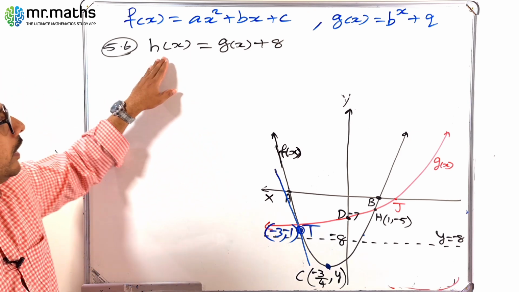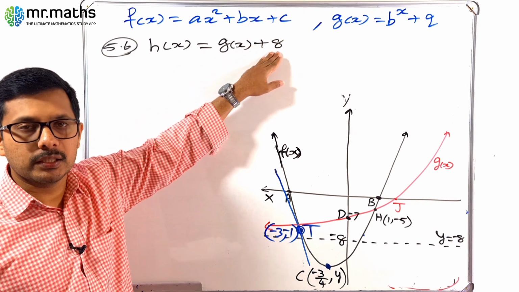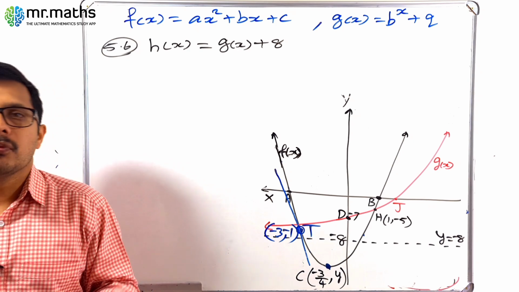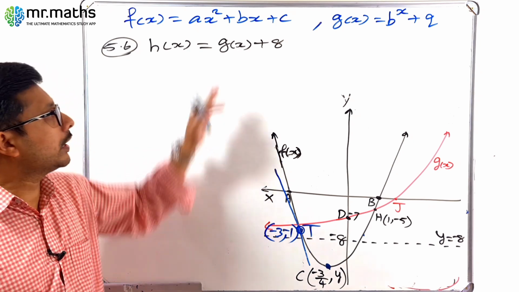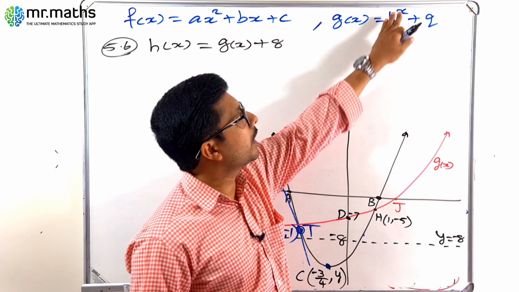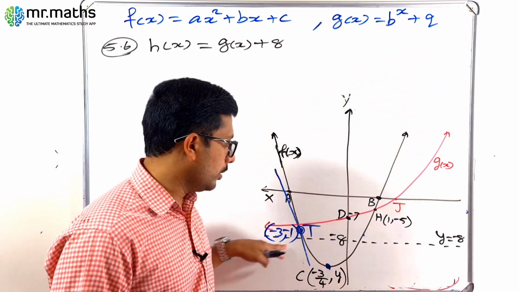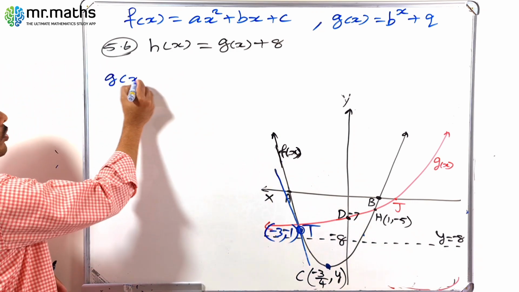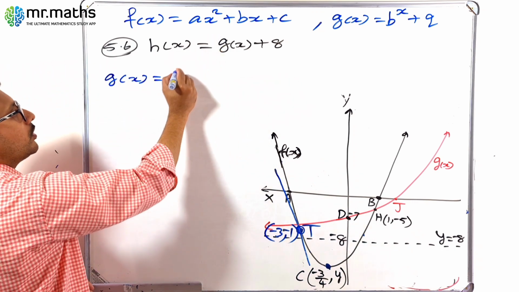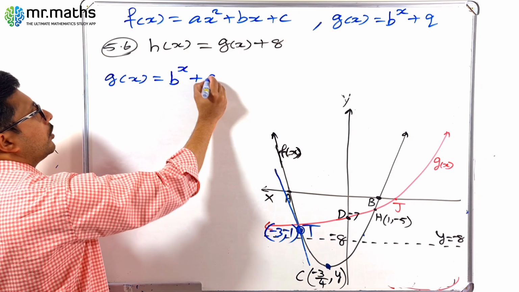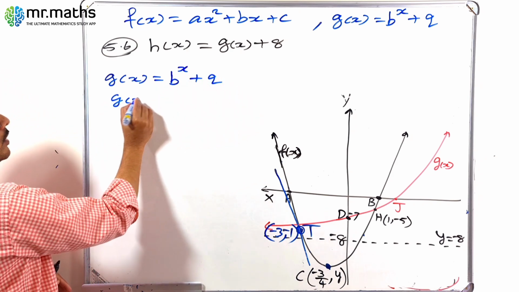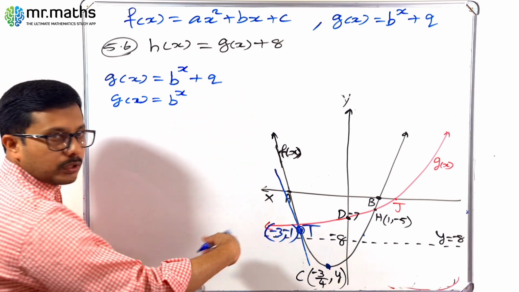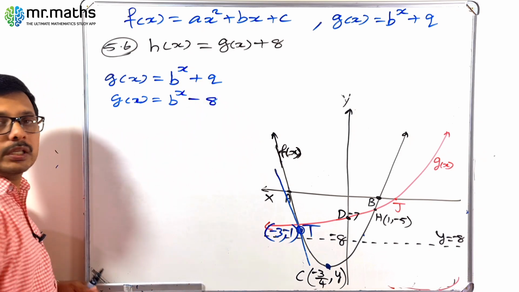So, it is given h of x is g of x plus 8. We have to write the equation of h inverse. For that, first of all, we have to know what is g of x. g of x is b raised to x plus q, and we know q stands for the asymptote. It is minus 8. We already wrote that in the previous question.